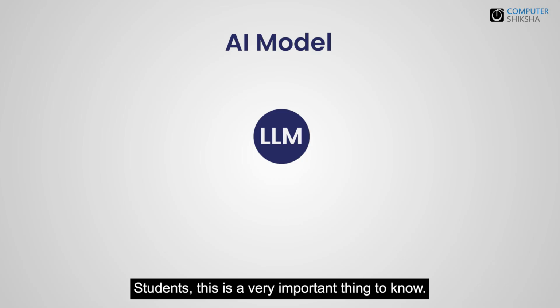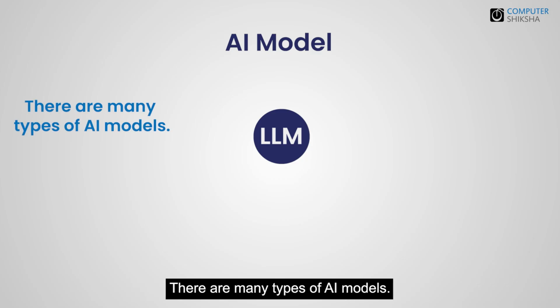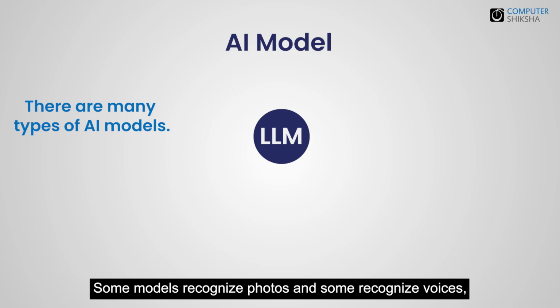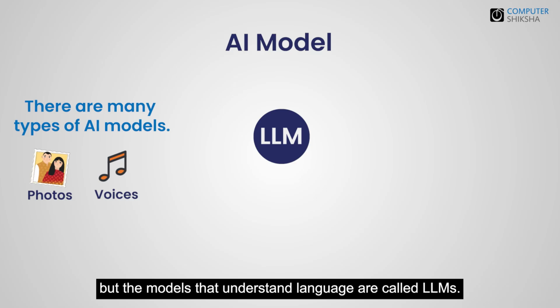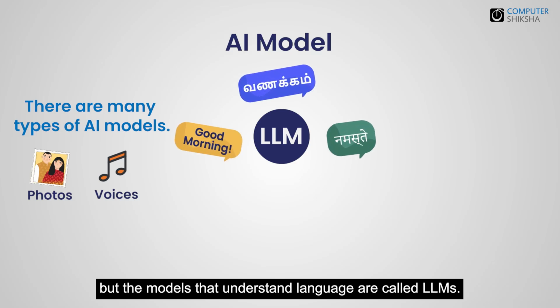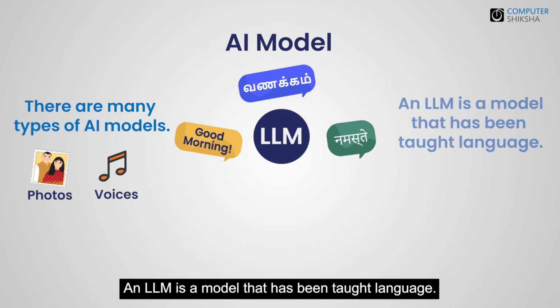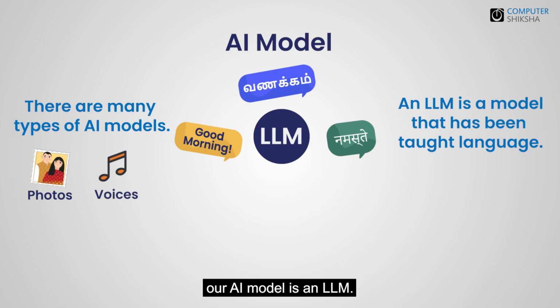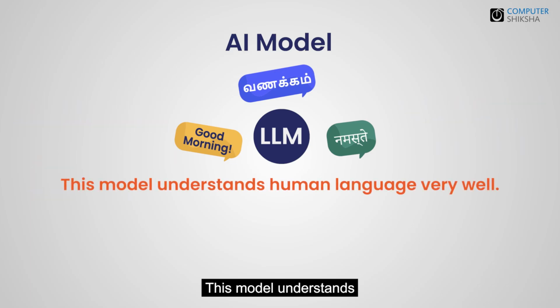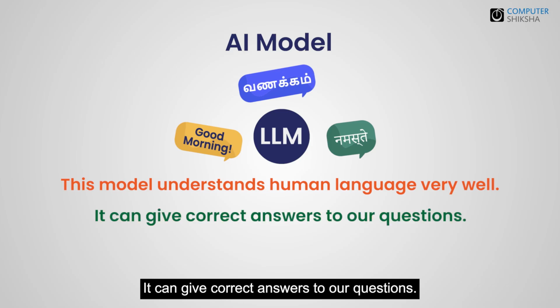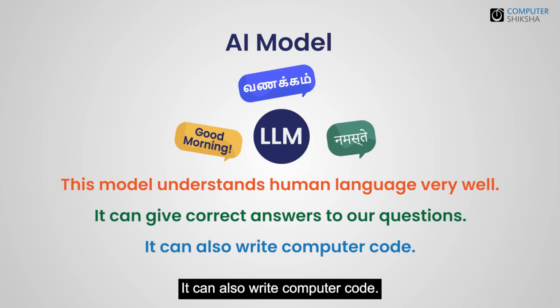Students, this is a very important thing to know. There are many types of AI models. Some models recognize photos and some recognize voices. But the models that understand language are called LLMs. An LLM is a model that has been taught language. Because we are working with language and code here, our AI model is an LLM. This model understands human language very well. It can give correct answers to our questions. It can also write computer code.